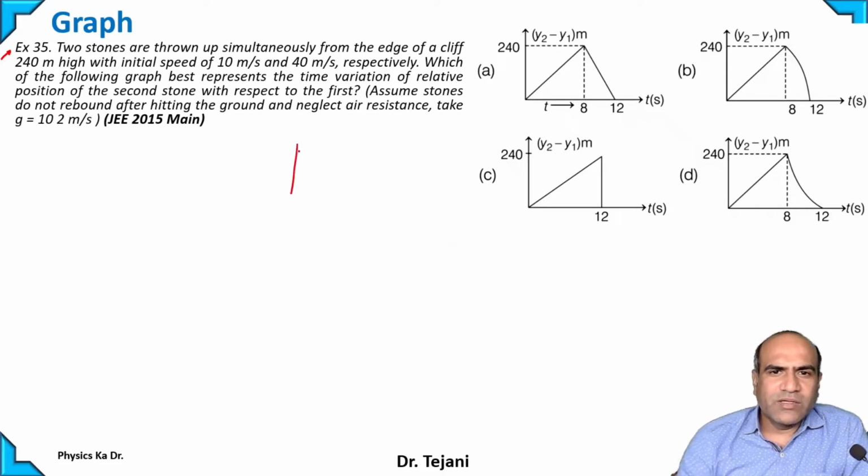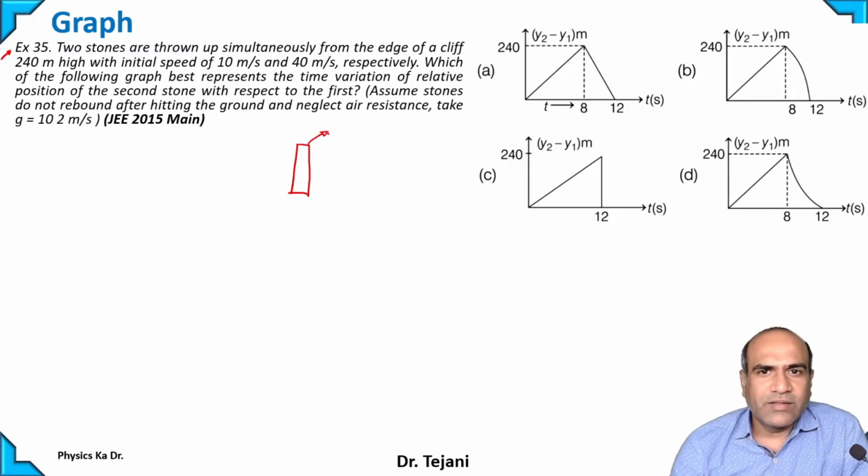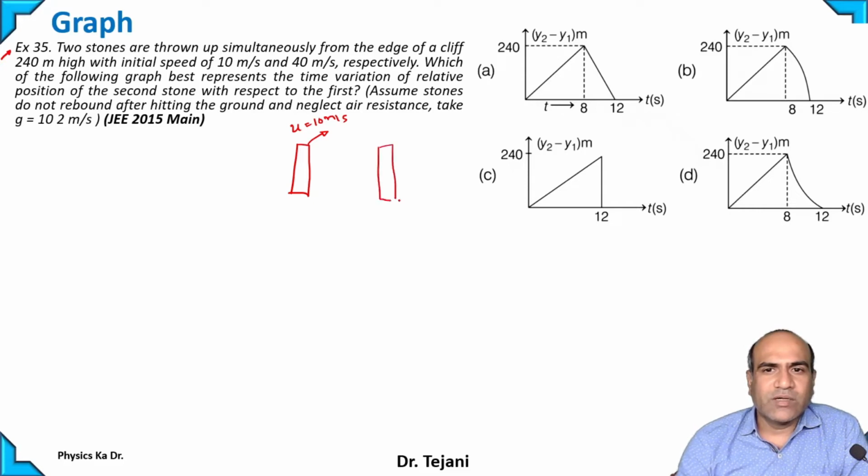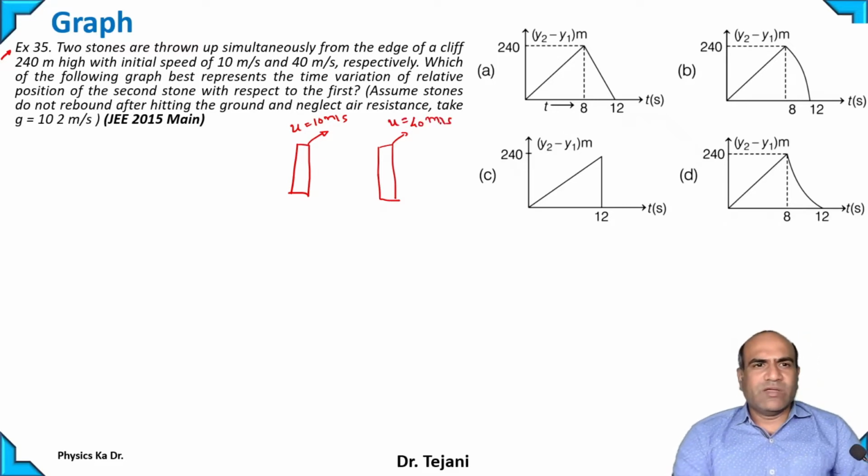Maybe the stone is thrown vertically, right, from the edge of a cliff. One is thrown with u equal to 10 meter per second, and the second stone is thrown with u equal to 40 meter per second, respectively.